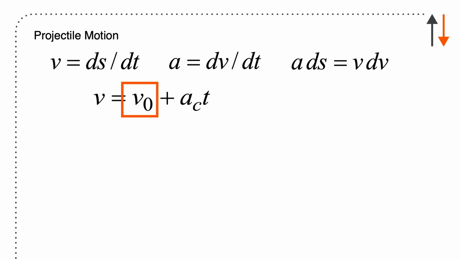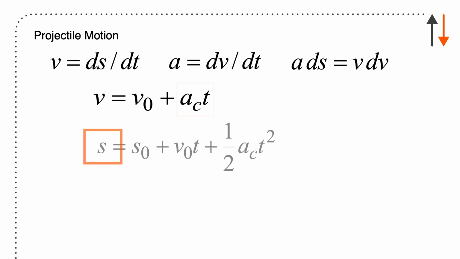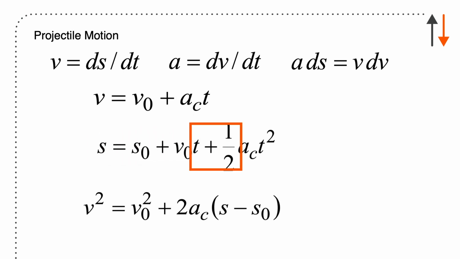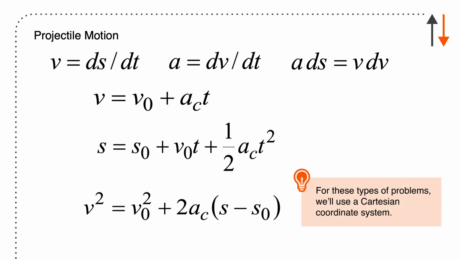Velocity is equal to the initial velocity plus constant acceleration times time. Position is s naught plus v naught t plus 1/2 a_c t squared. And in this case, if I have everything in terms of position, s minus s naught, I can calculate the final velocity. Often, and again, there's an advantage for these types of problems, we use a Cartesian coordinate system.